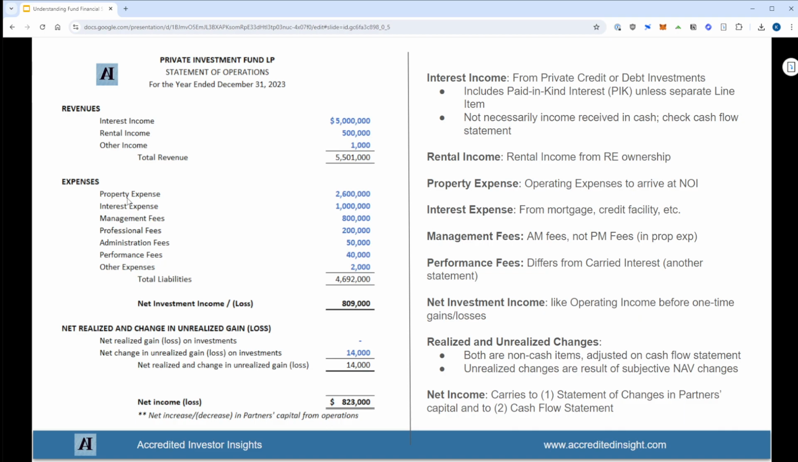Those are pretty self-explanatory again. This includes operating expenses for a real estate property, right? You're not going to see these in private credit funds. Items like repair and maintenance, property insurance, utilities for the property, etc.